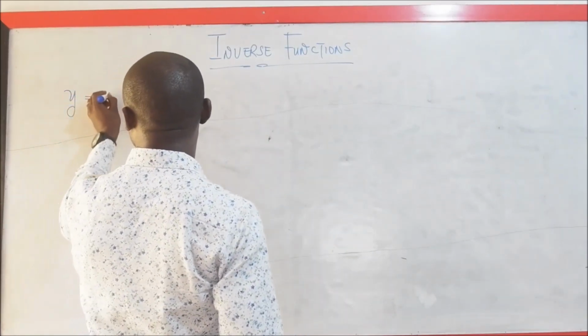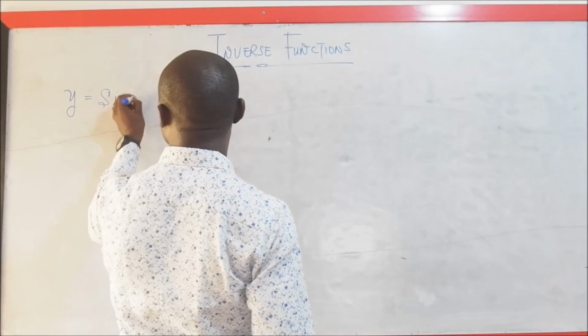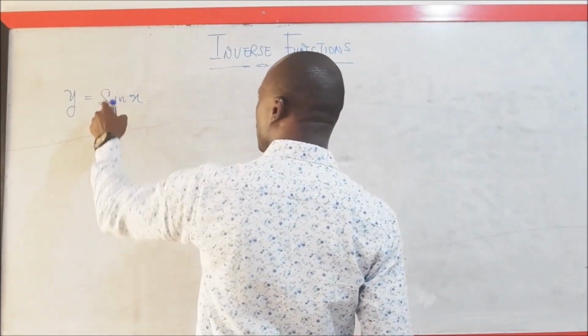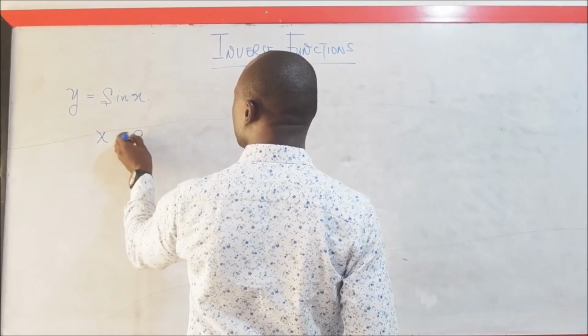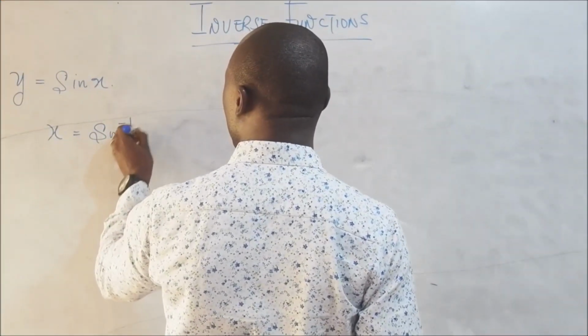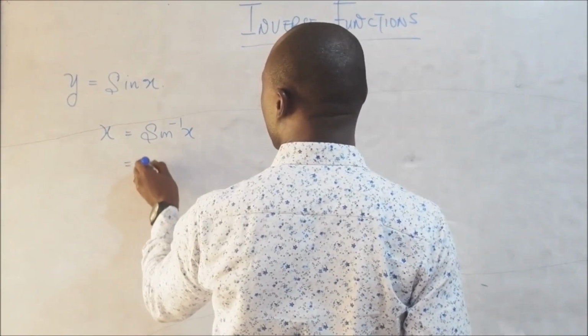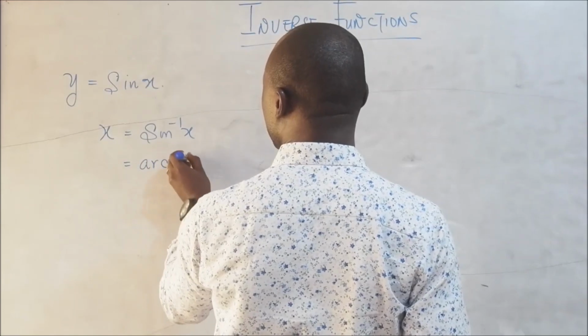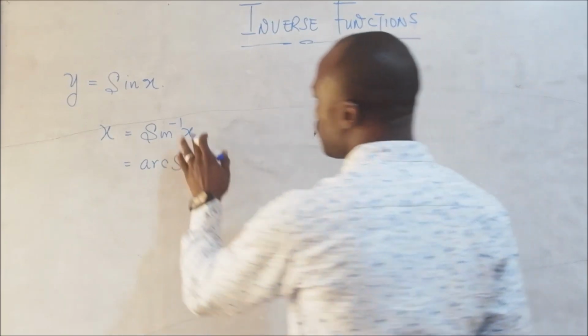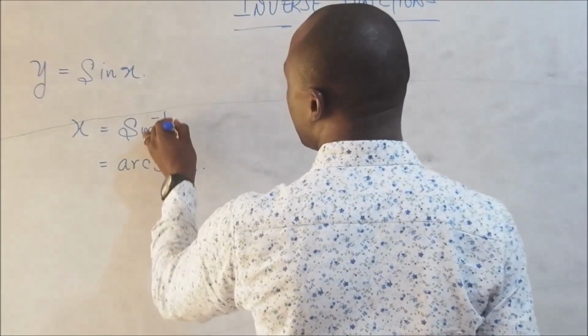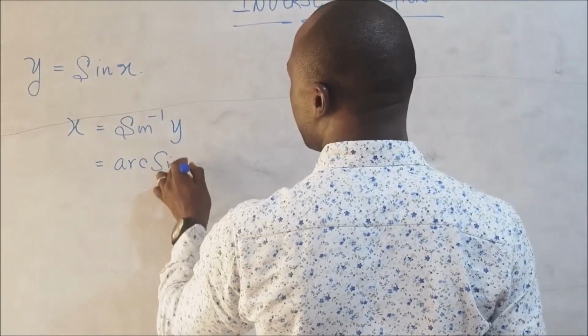y equals sine x. The inverse of this function is x equals sine inverse of y, or what we say arc sine y. So you can write it this way, or you can write it this way: x equals sine y.